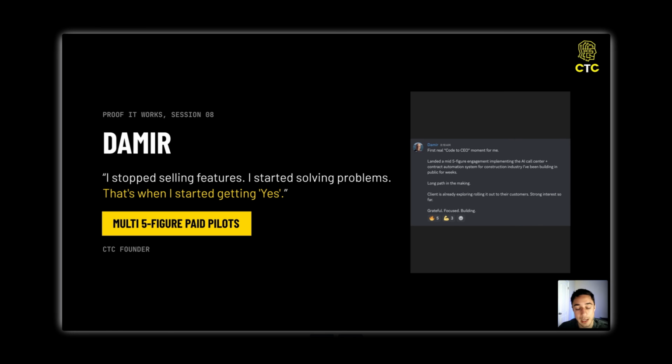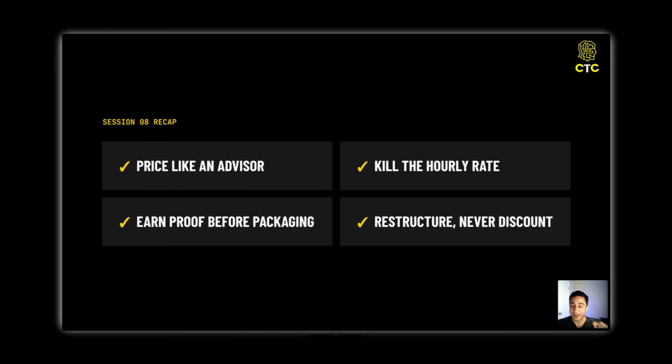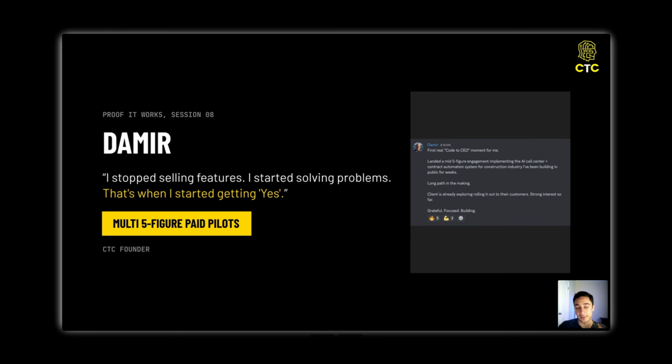Perfect example of this, Damir, right? He, as I quote, "I stopped selling features, I started solving problems. That's when I started getting yeses." He landed a mid-5-figure engagement, implementing a call center, about $50,000 worth, for a construction company. And he followed this exactly to a T. Showed up as the advisor, did not charge hourly, charged based on the value he was going to create, and restructured the deal, did not discount it, set it up on a payment plan.